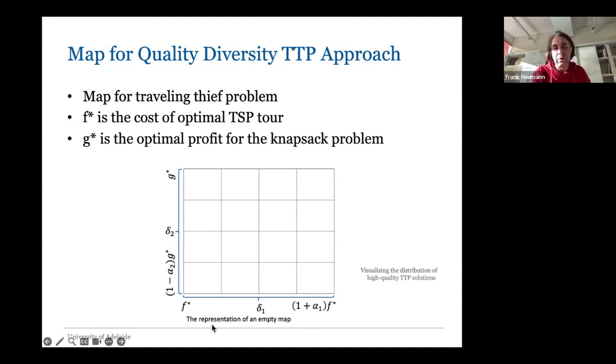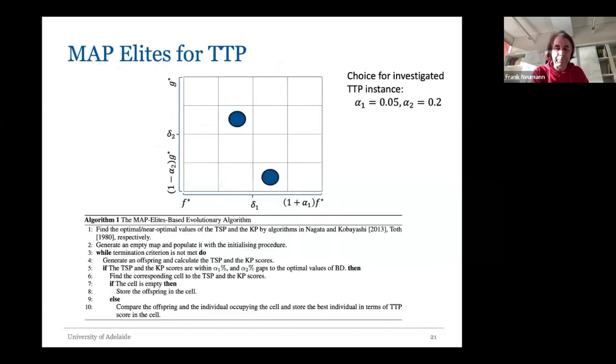But this would then give you essentially a grid where for a given solution, you would compute the TSP score that would place you in a column, and the resulting knapsack score that would place you in a row. And then if you're ending up in that cell, you would keep in that cell the best solution that you found according to your TTP score. Okay. So here's the MAP-Elites algorithm, and the parameters were essentially 5% and 20%: 5% going up in terms of the TSP tour and 20% going down in terms of knapsack score. So you would fill that grid now with solutions.